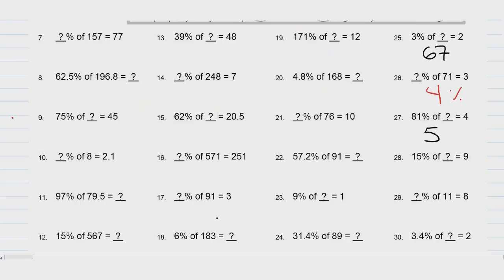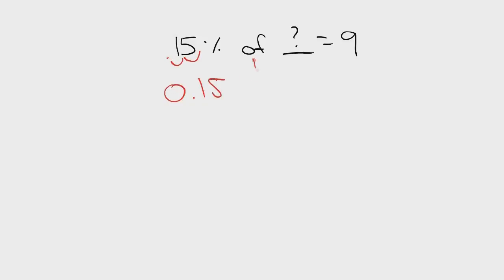Number 28, 15% of a number equals 9. Again, we're not going to be multiplying. Darn it. Rats. We change this to a decimal by moving the decimal 2 spaces to the left. And we get 0.15 times a number equals 9. We know we're going to have to go backwards, so we know we're going to have to divide. Let me rewrite this. 9 divided by 0.15.